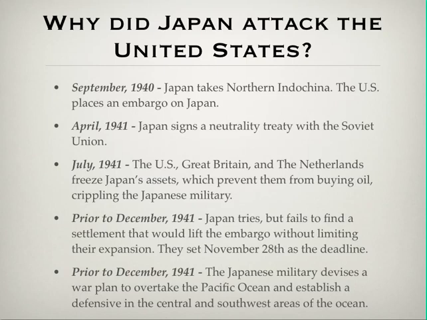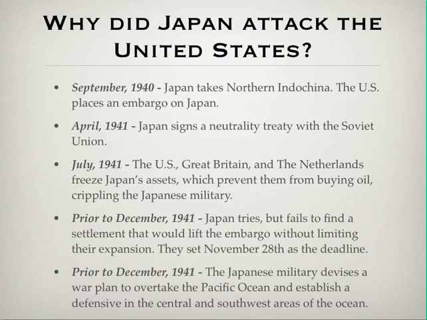And then a few months later, in July of 1941, the United States, Great Britain, and the Netherlands all froze Japan's assets, which pretty much prevented them from buying oil, and consequently, their military was hugely crippled. Their army suffered, their air force and their navy were pretty much useless without the use of oil. So, then the next couple events occurred between July and December of 1941.